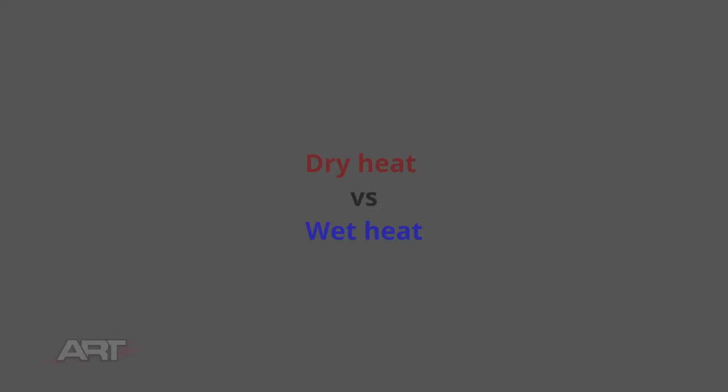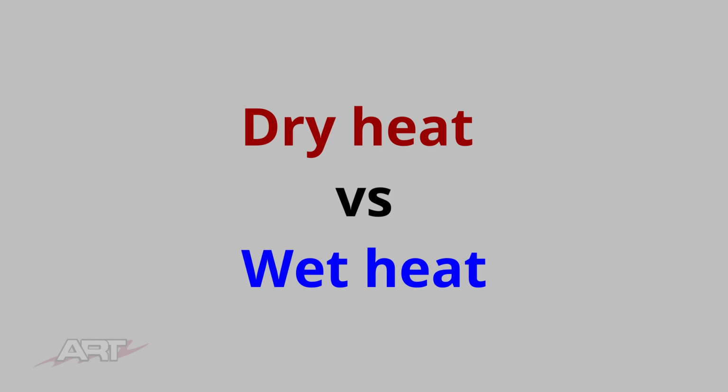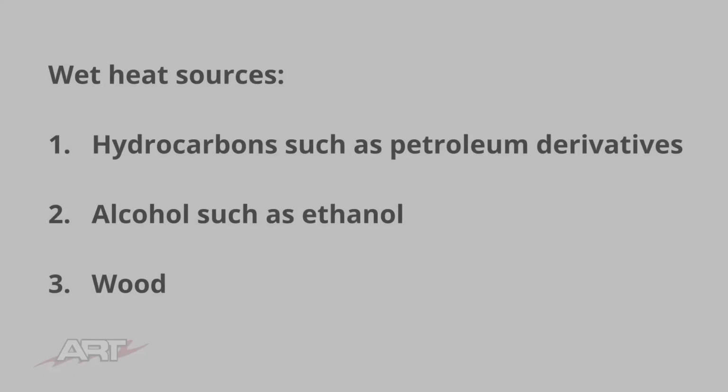We do have some supplementary information for those of you that are interested, where we're going to compare a dry heat versus a wet heat. We've already mentioned some dry heat sources, but now let's take a look at wet heat sources. And for our industry, let's define this as combustion that puts water vapor directly into our work area. Those sources could include hydrocarbons, such as those derived from petroleum. It could be alcohol as a fuel source, such as ethanol, or it could be wood.